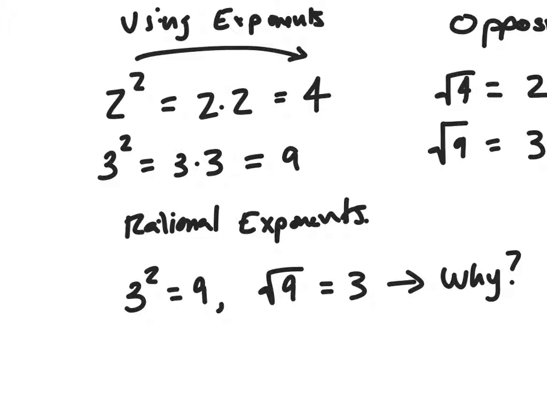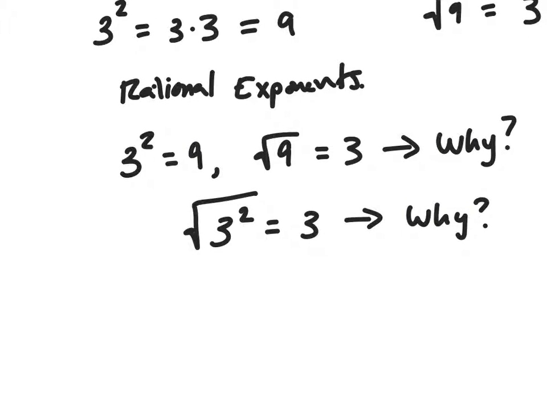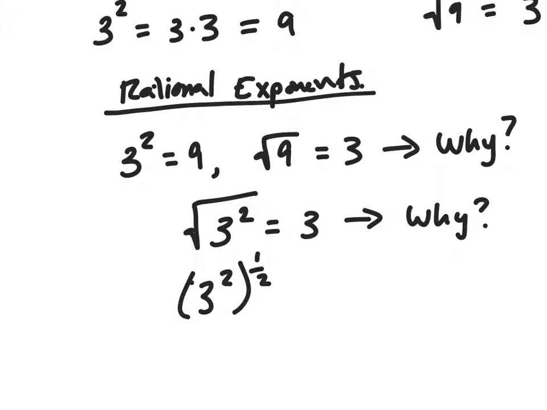Let's think of 3 squared, and if I take the square root of that, we know that 3 squared is 9, and taking the square root of that just brings me back to 3. The question again is, why does that work? Let's think about it: what if I raise this to a rational exponent? What if I took 3 squared and raised that to the 1/2 power?